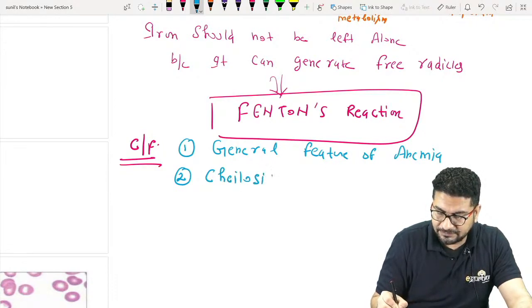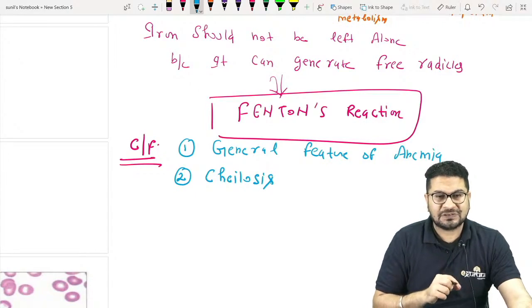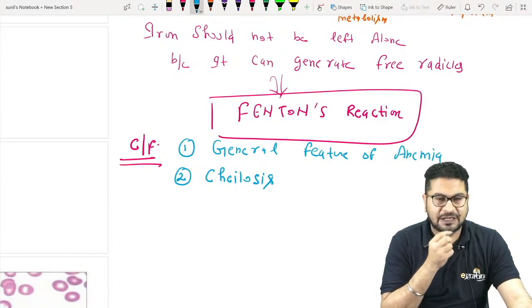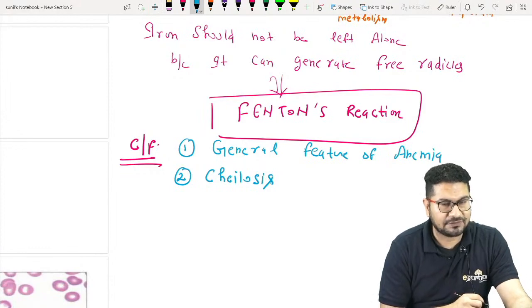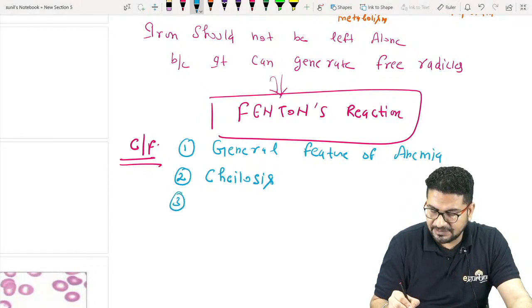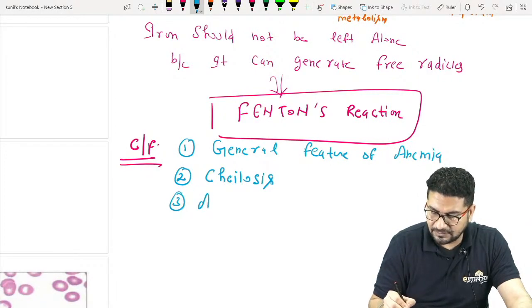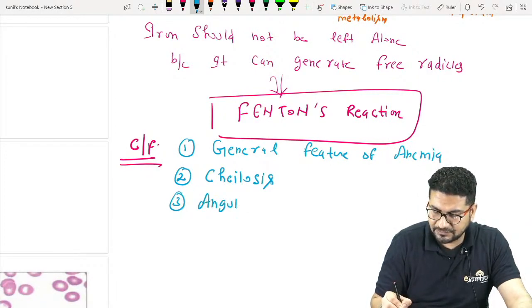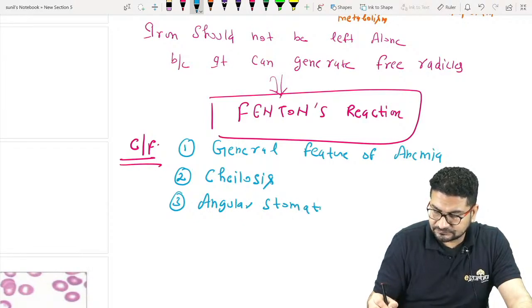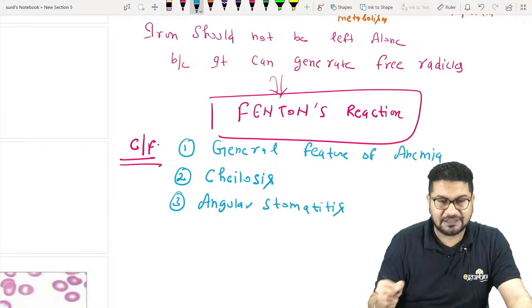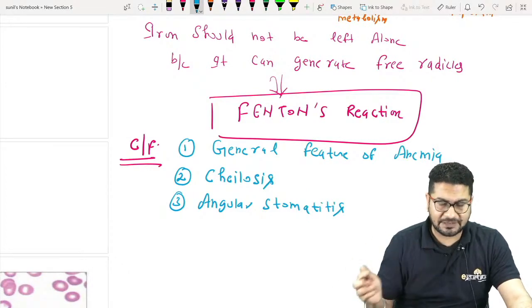You will see there will be cheilosis or cheilitis. There will be inflammation and dryness in the lip. Patient can develop inflammation or dryness in the lip. There will be inflammation in the oral cavity. That is what we call, at the angles of the oral cavity, angular stomatitis. So there can be lip dryness, lip cracking, and angular stomatitis.